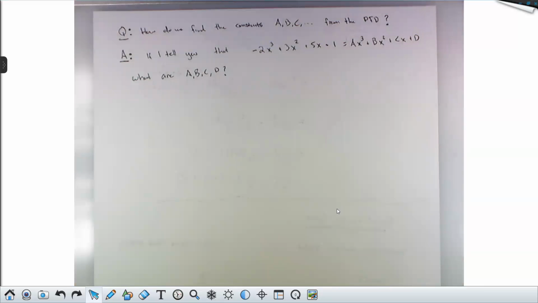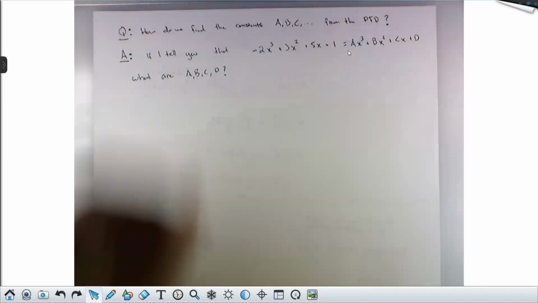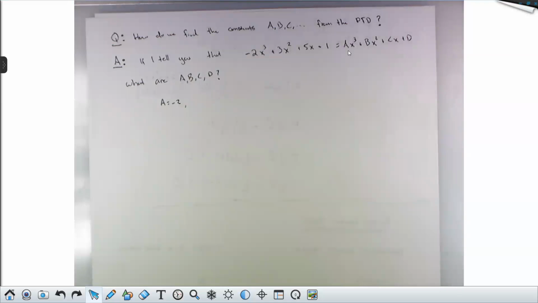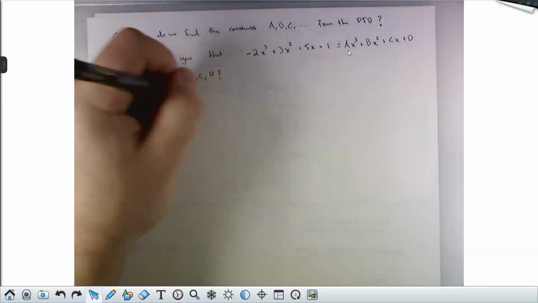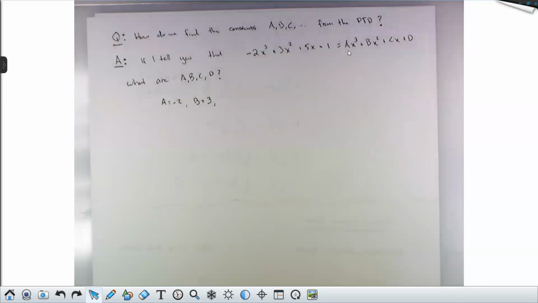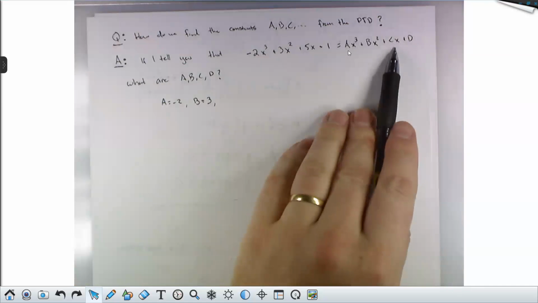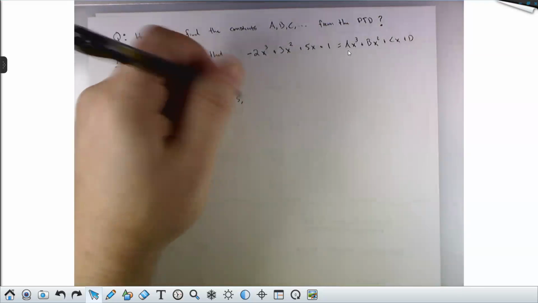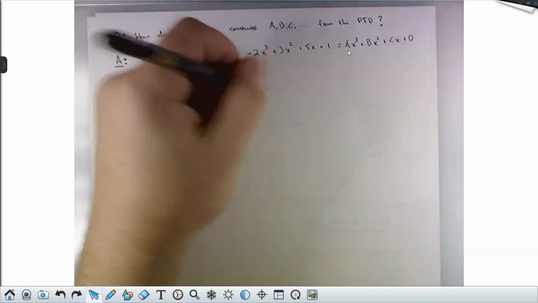Anybody tell me what a would have to be? Negative 2. Yeah, right? The coefficient of x cubed on the left is negative 2. The coefficient of x cubed on the right is a. So a would have to be negative 2. I'm sorry, I interrupted you. What would the letter b be? 3. Yeah. You guys see what we're doing here? We're just matching the coefficients. C, the coefficient of x on the right, would be 5. D, the constant term on the right, would have to be negative 1.